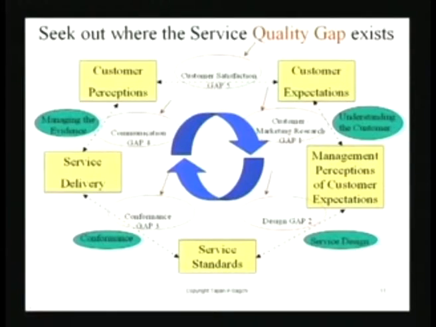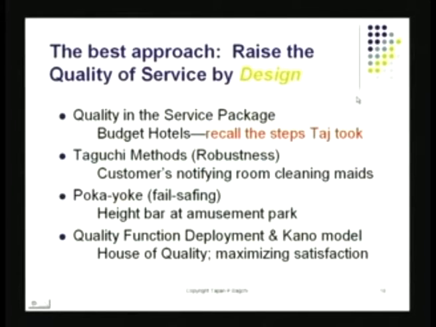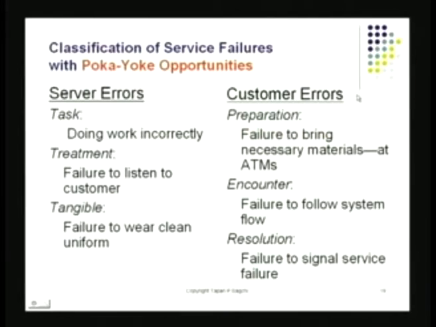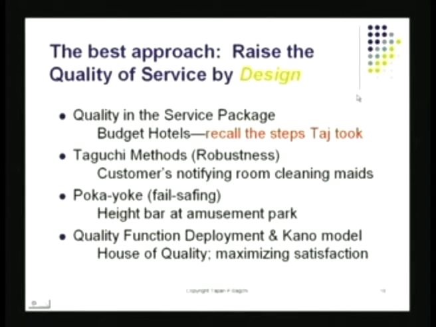So again, there are 5 gaps here, and each of these gaps has to be understood. And we've got to make sure we identify where that gap is, and we take the steps to correct that. That's something we've got to do. How do we do that? How do we go about designing the kind of service that we want? To begin with, I've got to make sure that I design the service package that fits the requirements.